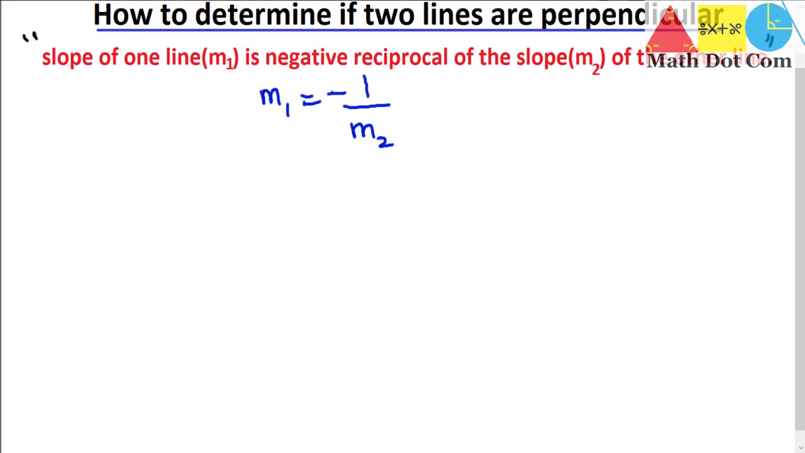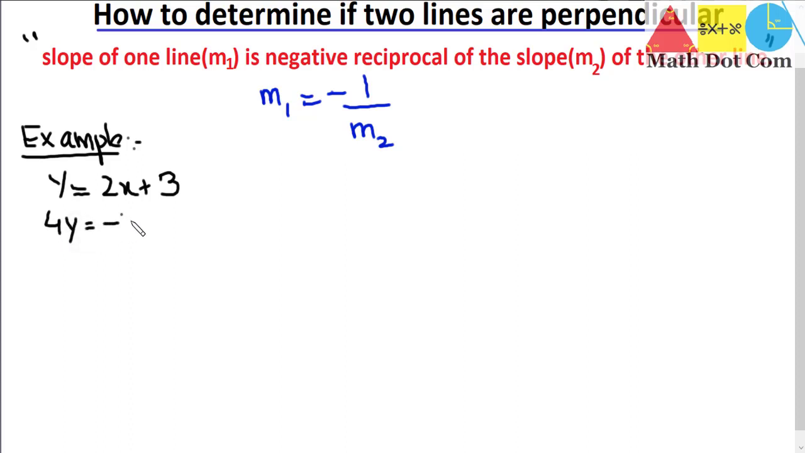So let's have an example so that we can check, if we are given the equations of two lines, whether the two lines are perpendicular or not. So here we have an example. y is equal to 2x plus 3. This is equation number 1, and the other equation is 4y is equal to minus 2x plus 10. So these are the two equations of the lines that we need to check whether they are perpendicular to each other or not.